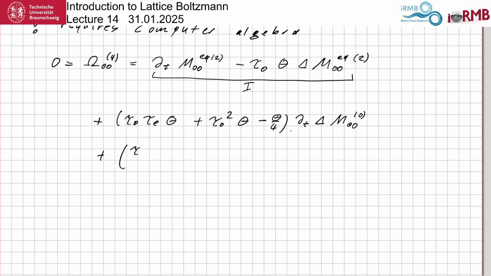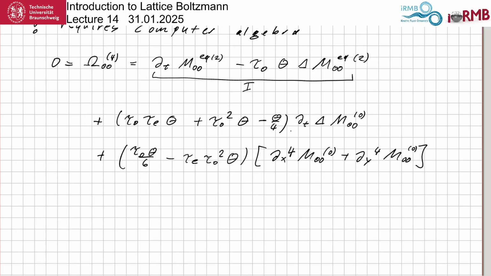Plus tau odd theta divided by 6 minus tau even tau odd squared theta, and here comes the fourth derivative in x of the solution, and the fourth derivative in y of the solution, plus, and we see this is gamma tau odd minus 6 gamma tau even tau odd squared, and here comes dx dy of m0, 0th order. So okay, we have time once, space twice.